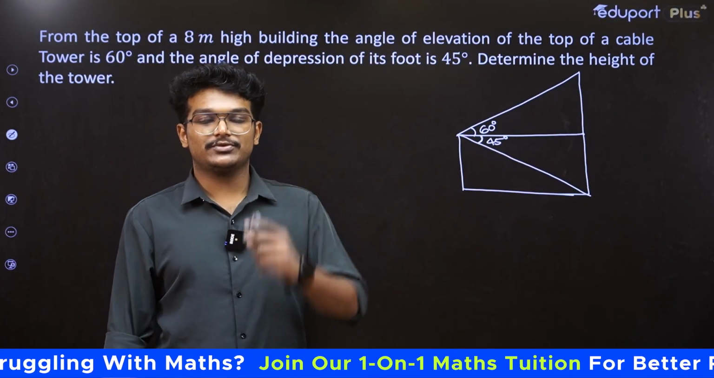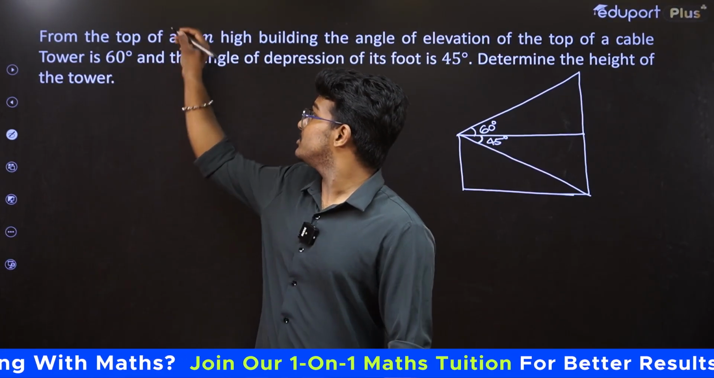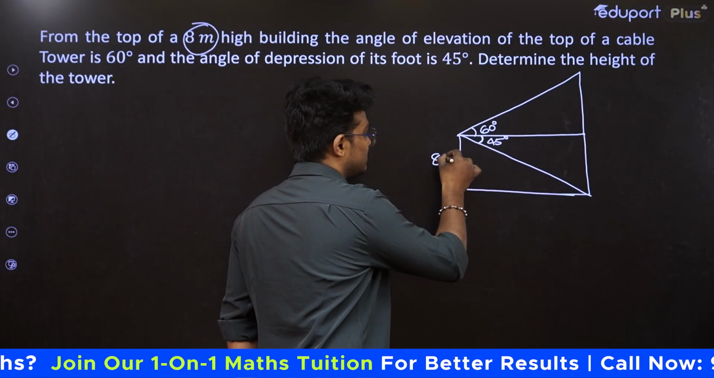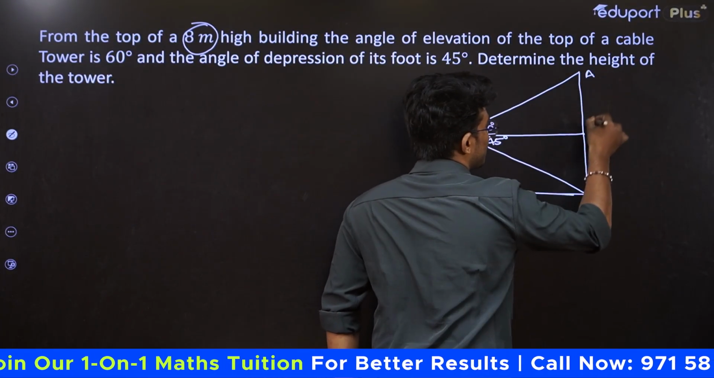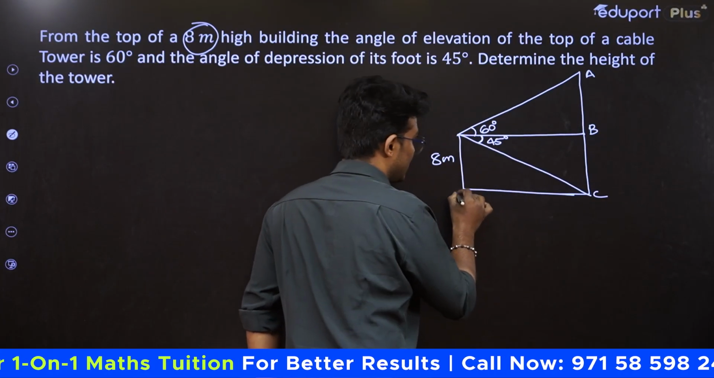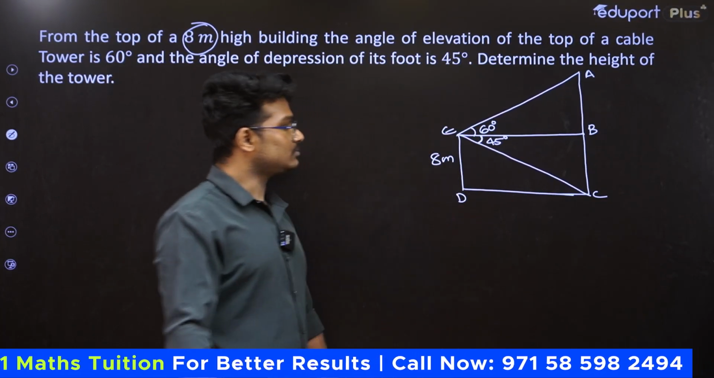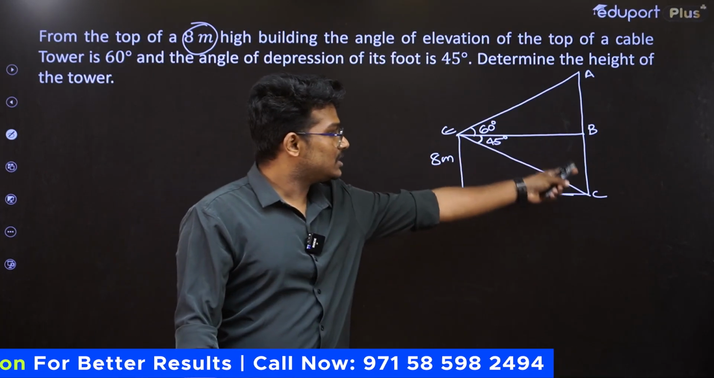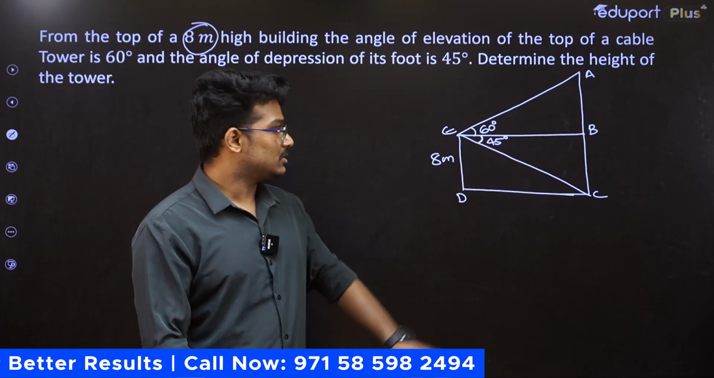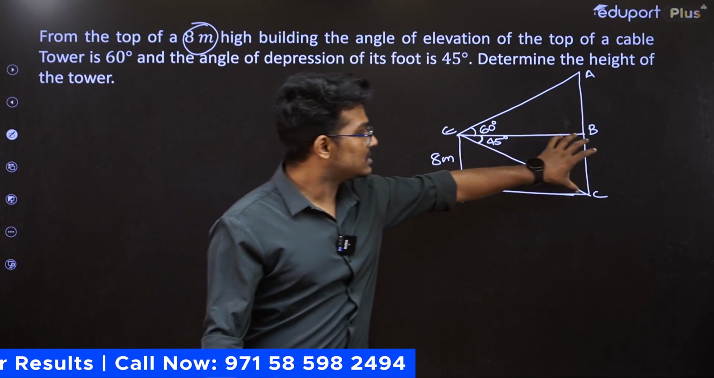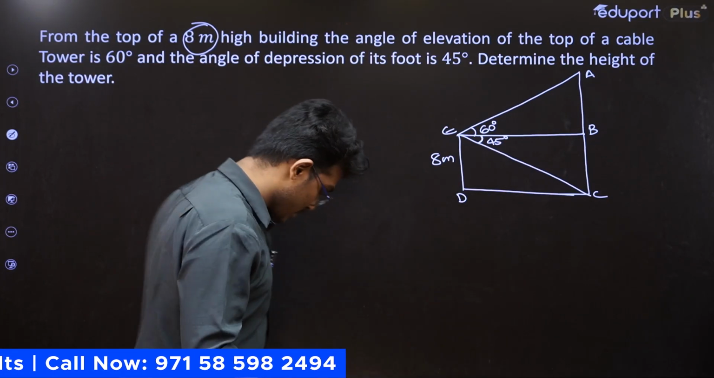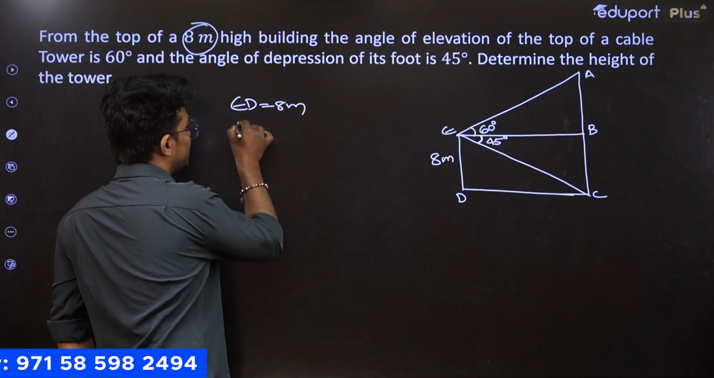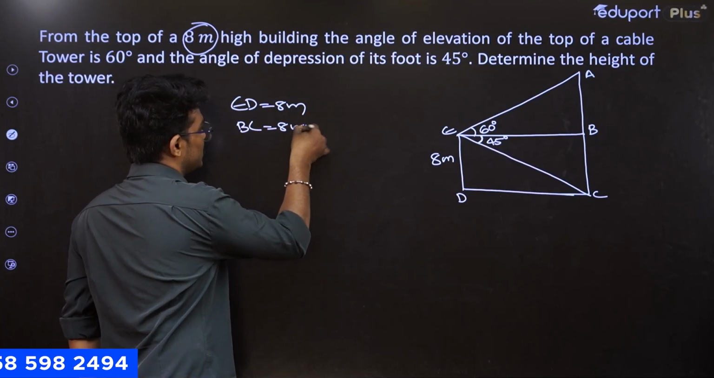The height of the building is 8 meter here. So this is 8 meter. So I am giving names A, B, C, D, E here. Here ED is equal to 8 meter, then BC will also be equal to 8 meter, because you can see here the distances are same. So I'm writing here ED is equal to 8 meter, then BC is equal to 8 meter.